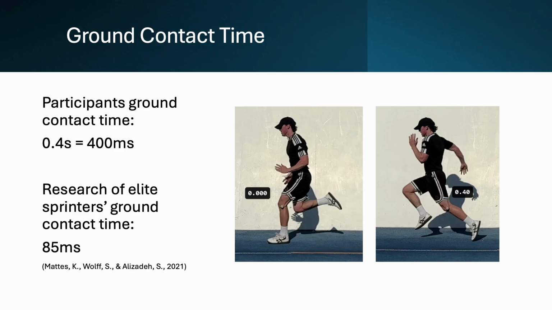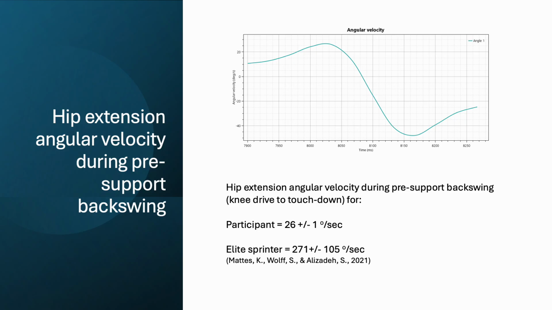For ground contact time, the research of elite sprinters' ground contact time was shown to be 85 milliseconds for faster sprinters. And the participant, you can see here, the contact time was 0.4 seconds or 400 milliseconds, so quite slower. For hip extension angular velocity during pre-support backswing, in this graph here it illustrates the change in hip extension angular velocity, and you can see in this graph the peak angular velocity for the participant was 26, give or take 1 degree per second.